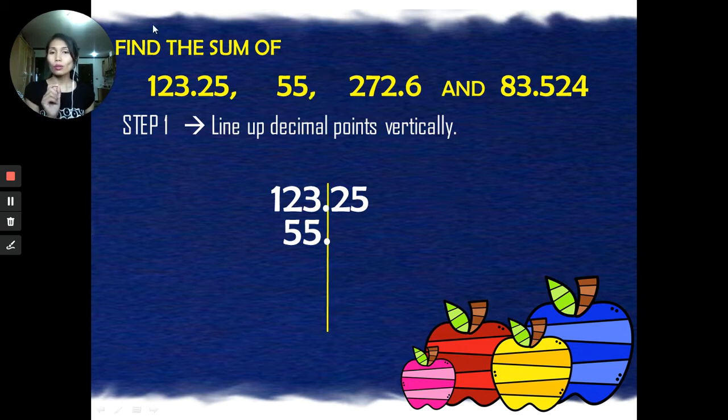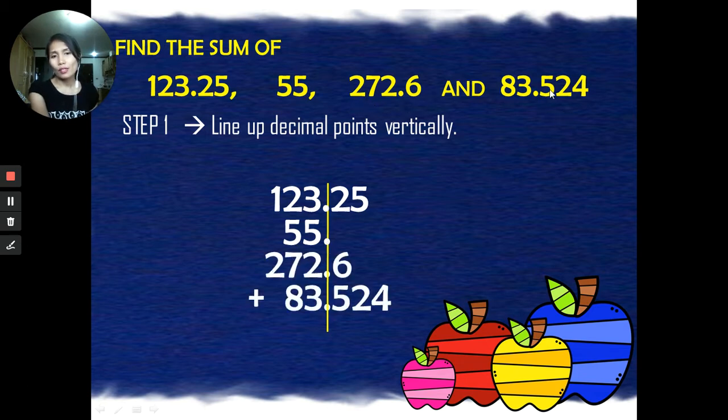So since 55 is a whole number, that means there is a decimal point after 55. But since there are no decimal numbers after 55, we don't have to put the decimal. All right? So in this case, we have to have a decimal point. So just place the decimal point after the whole number 55. So that's why we got there 55 and then decimal point. The third given number and the last one.